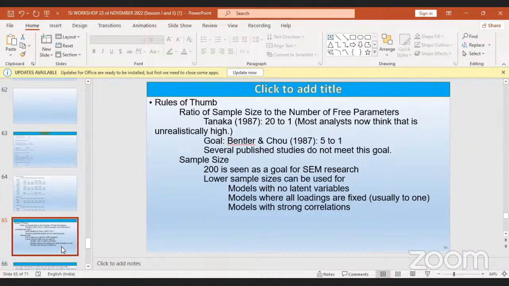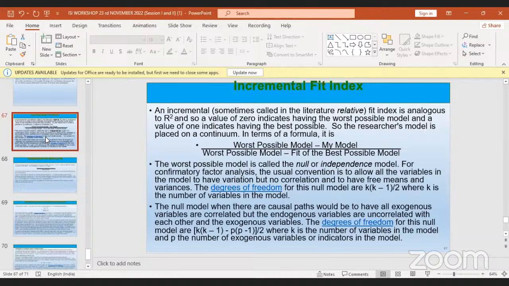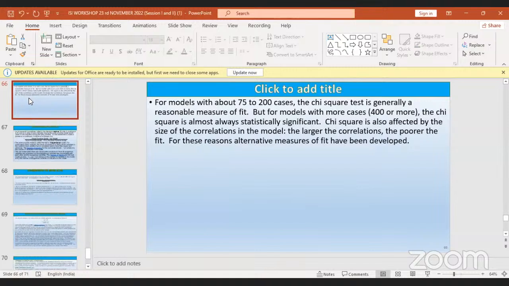Now, a 200 sample size is very good for such research, or it will be adequate. Lower sample sizes can be used for models with no latent variables, models where all loadings are fixed, and models with strong correlations. For models with about 75 to 200 cases, the chi-square test is generally a reasonable measure of fit. So you can get your answer as well.